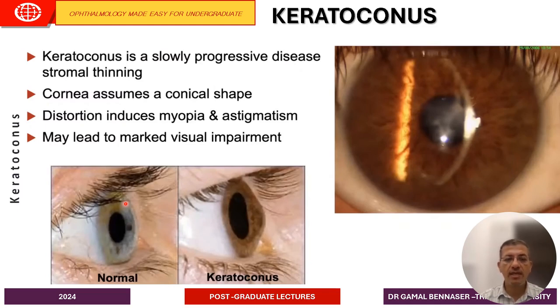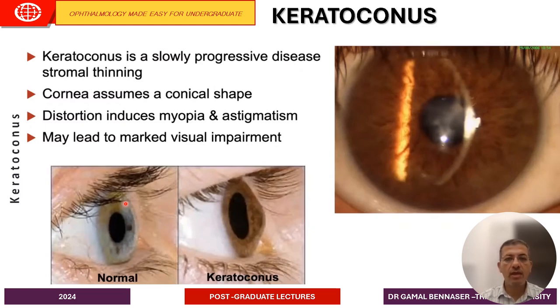As a result of this, the image will be distorted, and a refractive error will start, initially as myopia, followed by astigmatism that can be corrected to some extent. Then once the disease progresses more, there will be irregular astigmatism, also accompanied by irregularity of the surface. And this will lead to a significant distortion of the image in magnitude as well as in quality.